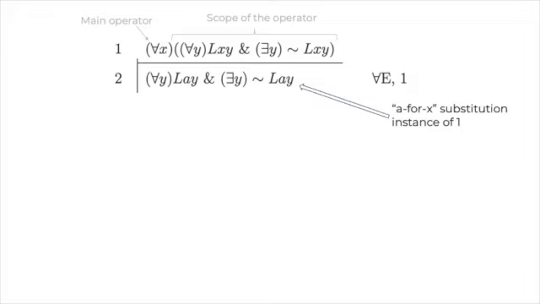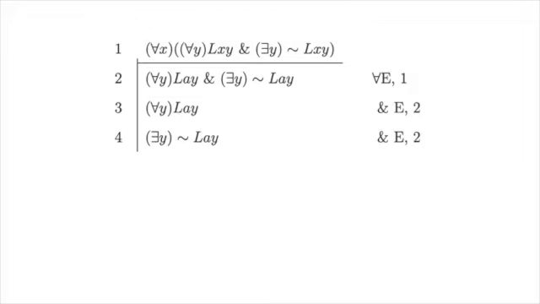The main operator here is the ampersand, and on the next two lines, we break it apart by ampersand elimination on 2. Now we have two sentences we can work with. One is universal, the other existential. As always, we're going to start with the existential. But we can't deal with the existential without first opening a subderivation. So that's what we do on line 5.